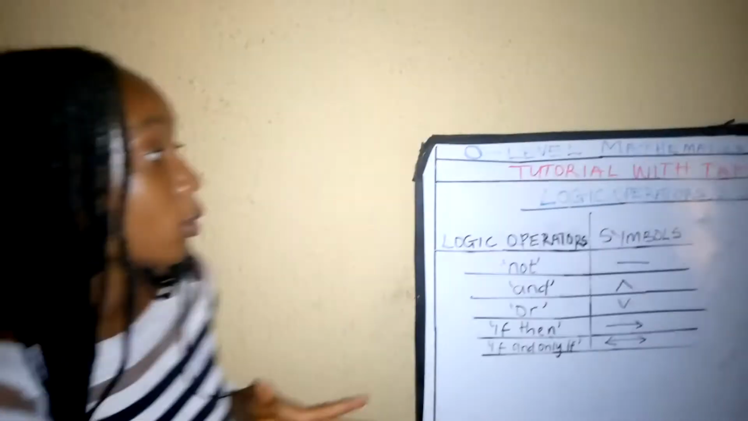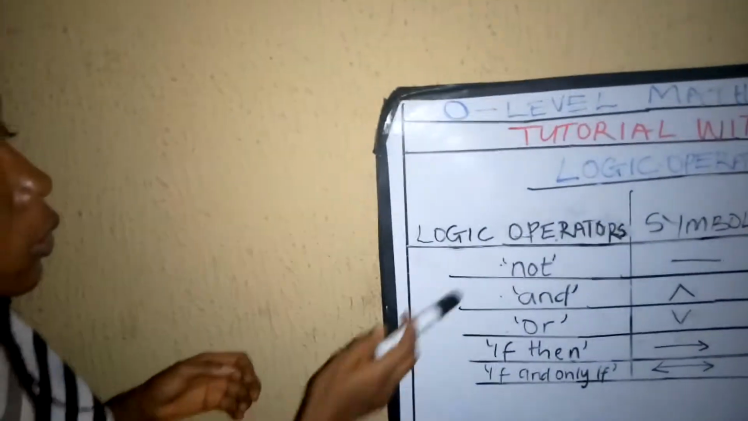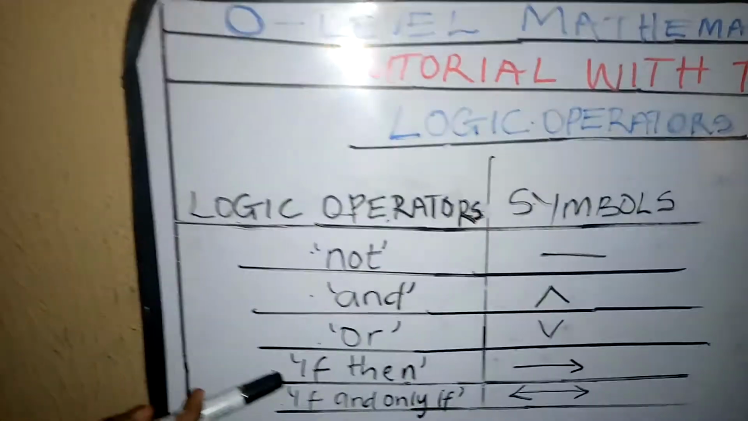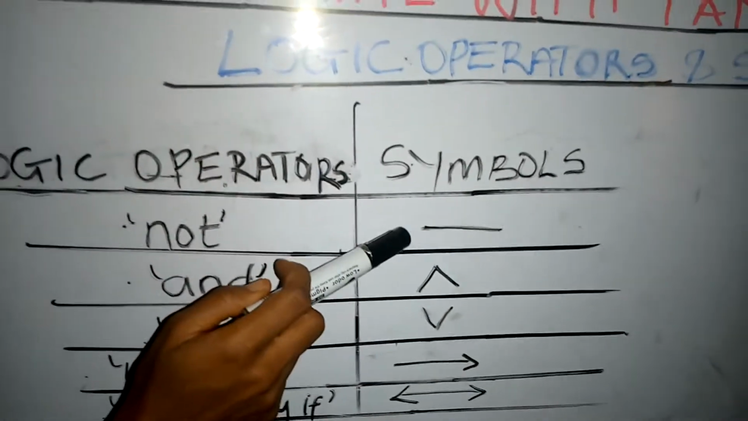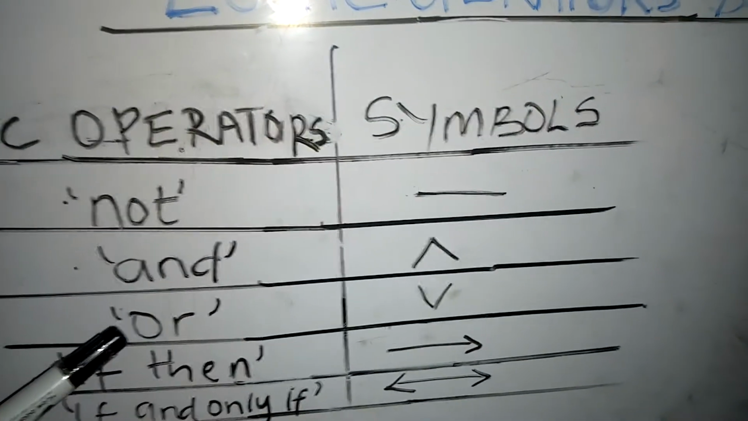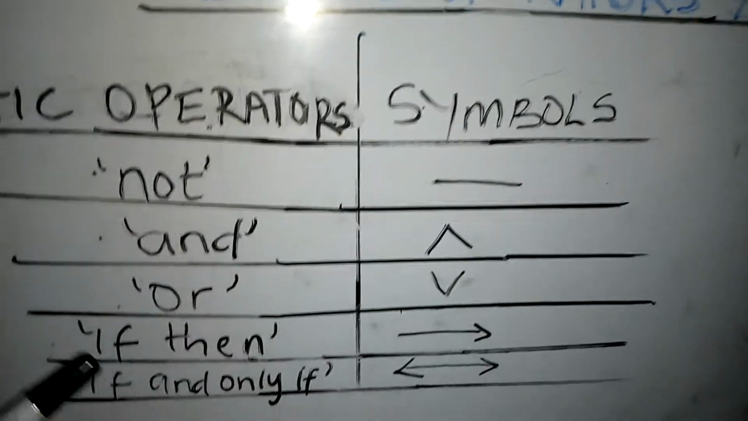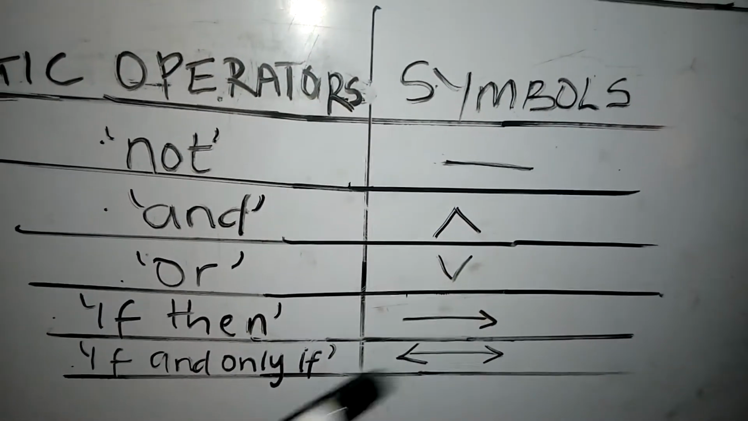Today we'll be dealing with logic operations and symbols. Logic operations: we have not, and, or, if then, if and only if. Not is represented with this symbol, and is represented with this symbol, or is represented with this symbol, if then is represented with this symbol, and if and only if is represented with this symbol.